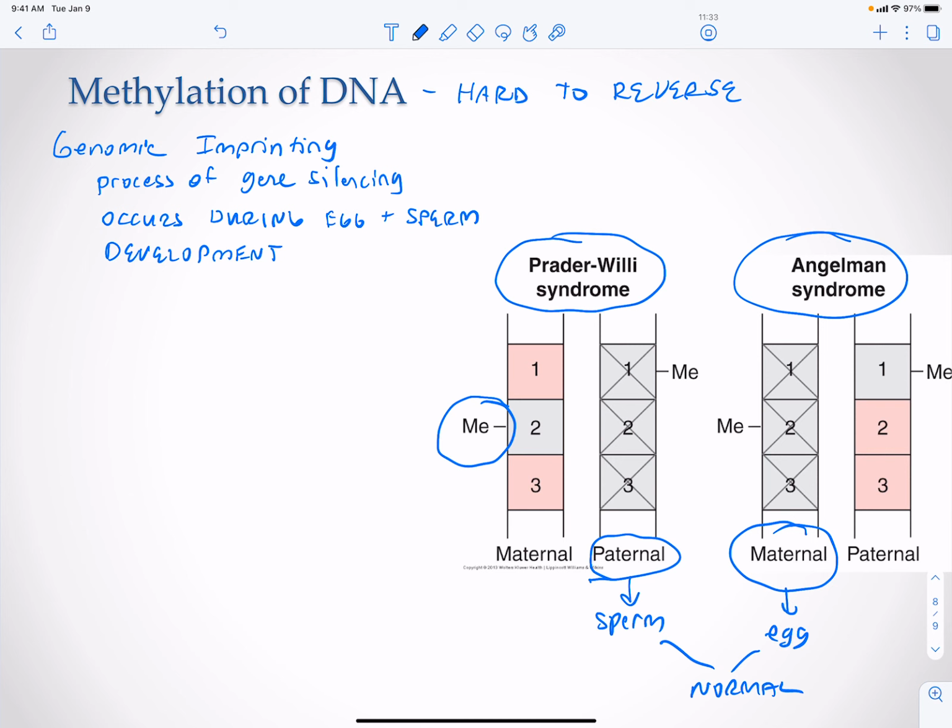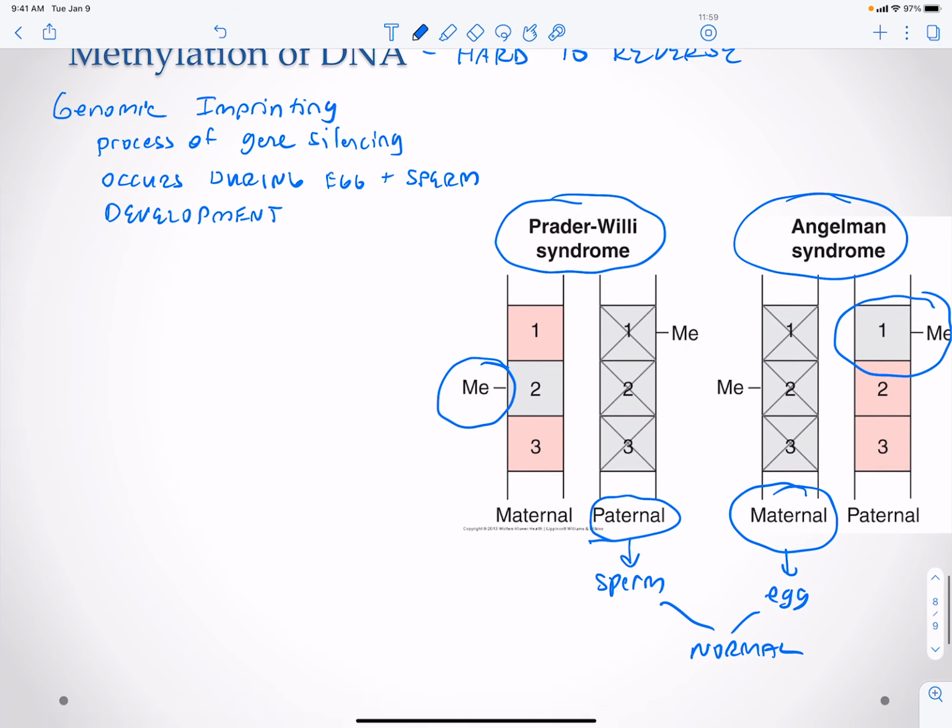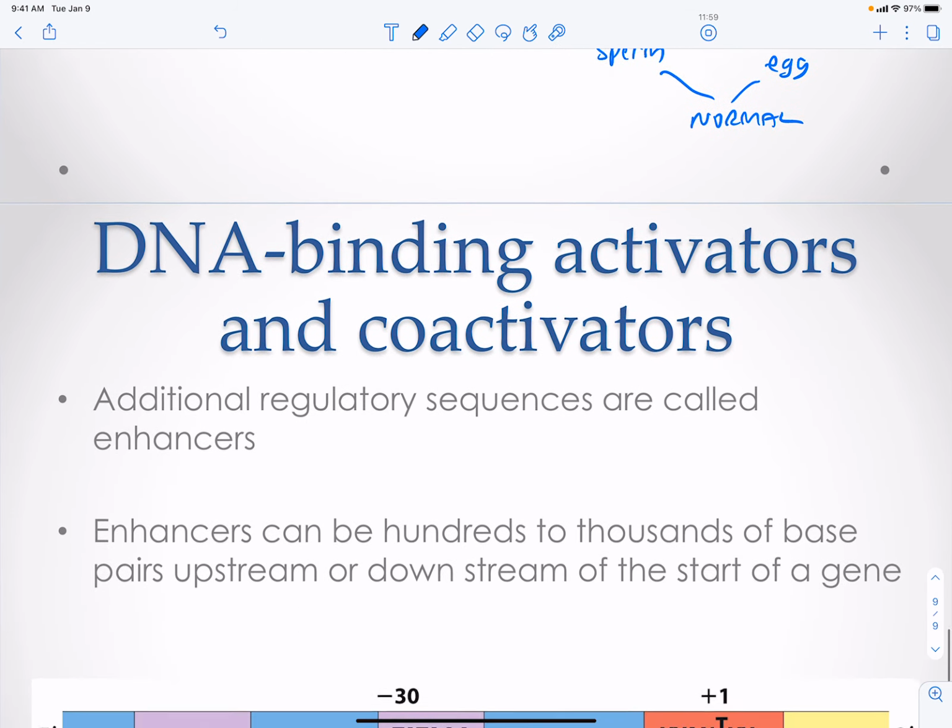Now in the Angelman, it's the opposite. The maternal egg is turned off, and so you get methylation of the only other gene, which is on the paternal chromosome, and this methylation causes the paternal, which should normally always be on, to turn off. And then you get the syndrome associated with this. And because methylation is so hard to reverse, this is what leads to the actual disease. You don't have any of those proteins being made.